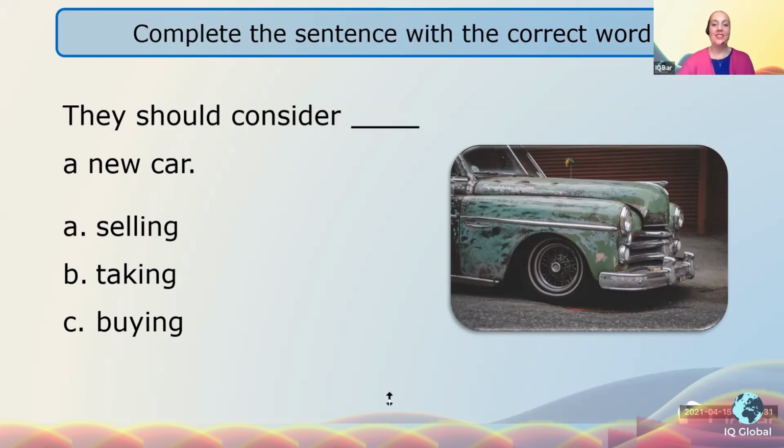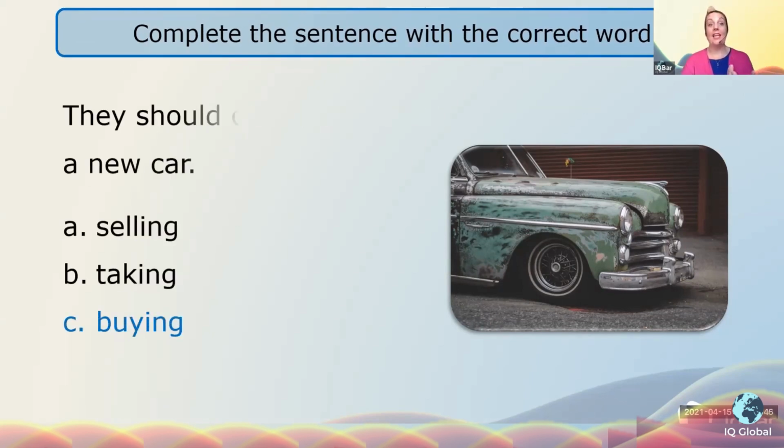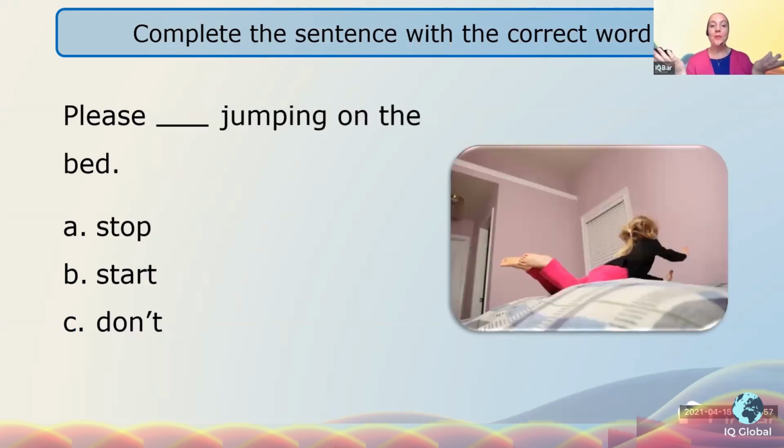Perfect. And that's right. Because this family already have this old car, they should consider, what is it? They should consider buying a new car. I think so. I think they should sell this car and buy a new car before they can't go anywhere. Okay, what about this one?